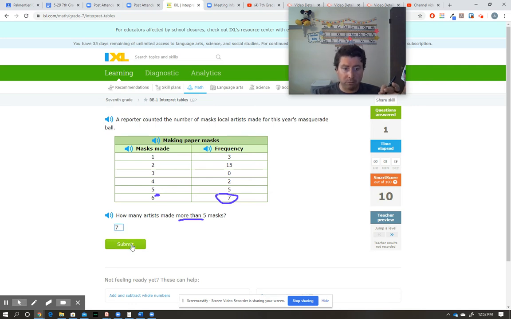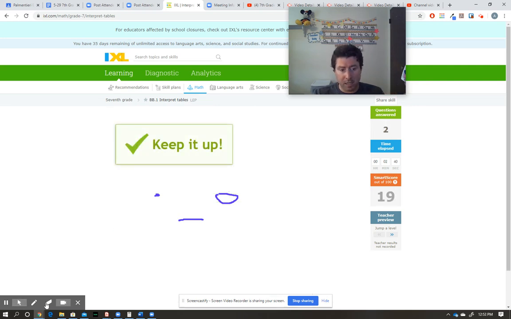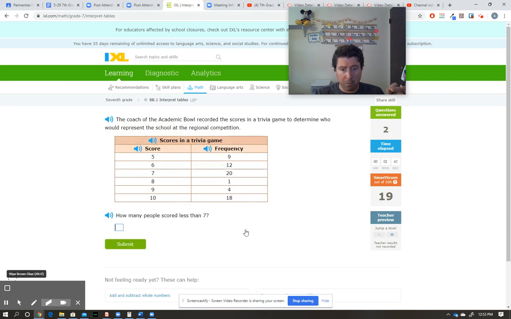So it's all about reading the language of the table. That's the difficult part about this IXL. The coach of the academic bowl recorded the scores in a trivia game to determine who would represent the school at the regional competition. How many people scored less than 7? Less than 7 would mean 6 and 5. So how many people is this? It's 9 and 12, and we add that together. 9 plus 12 is 21.